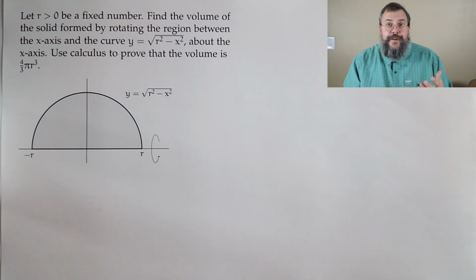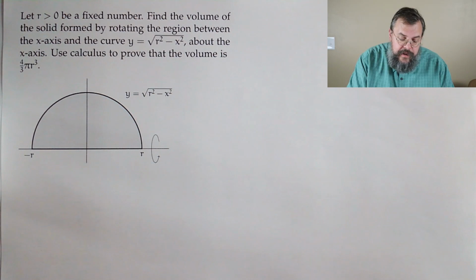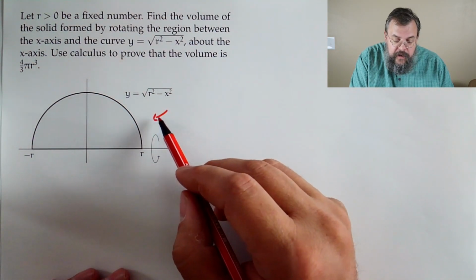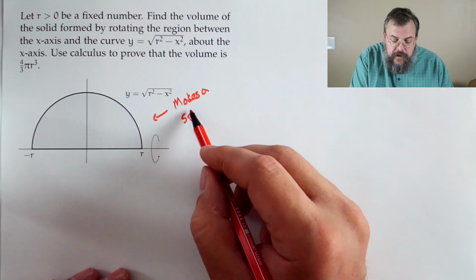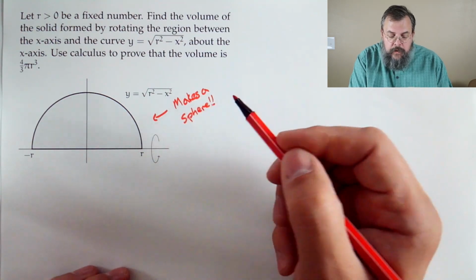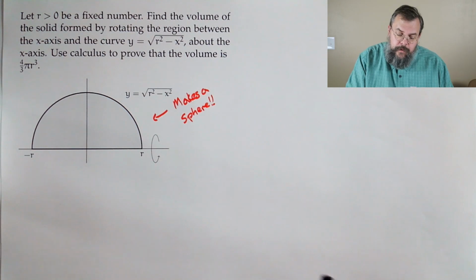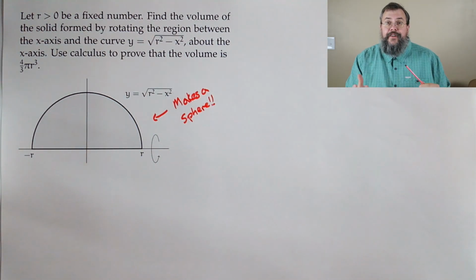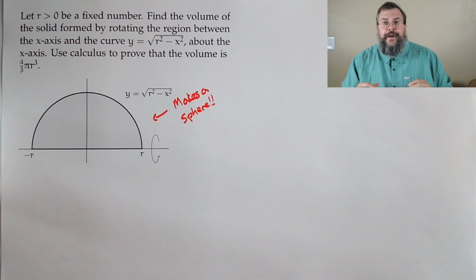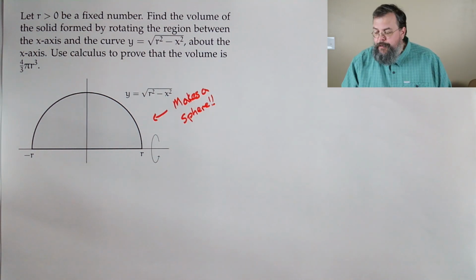Well, what should the volume be? Well, note, this is going to make a sphere. And so we say, aha, this should be the volume of a sphere. And, well, what's that? Well, we're going to prove it's 4/3 pi r cubed. And we're going to use calculus to do it. I will say there's ways to prove that the volume of a sphere is 4/3 pi r cubed without calculus, but we want to use calculus, right? Because we have these beautiful calculus tools, and we want to be flexing our calculus muscles right now.